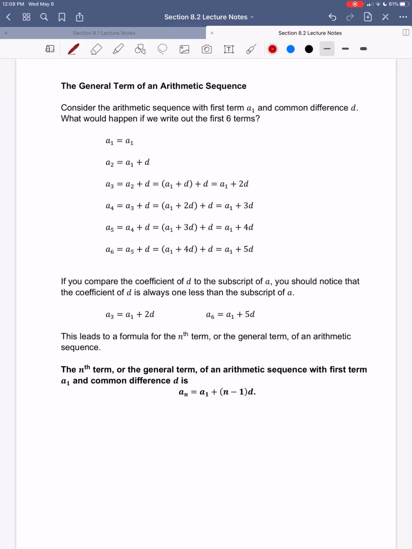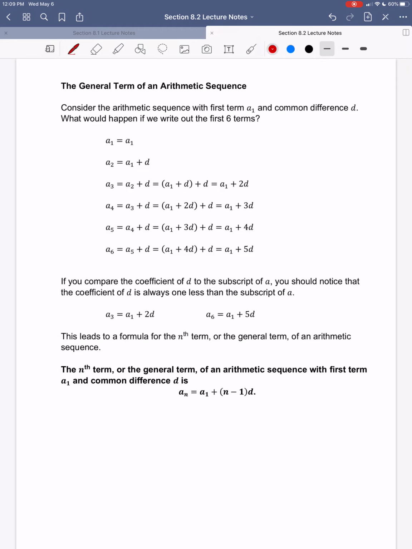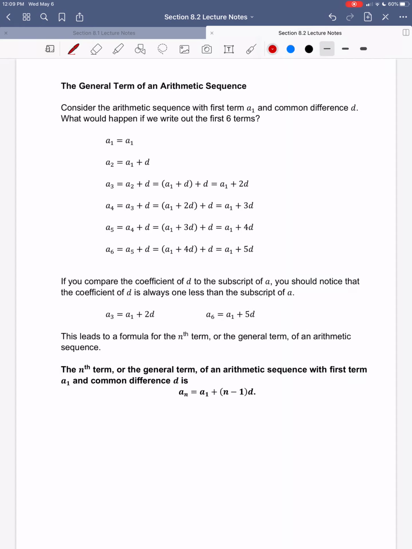Let's see if we can figure out another way of coming up with a formula that's more of a general term and not a recursion formula. So a sub 1, of course, is just a sub 1. To get a sub 2, I take that a sub 1 and I add on that common difference d. To get a sub 3, I take a sub 2 and add on d. Okay, a sub 2 is just a sub 1 plus d. A sub 3 is a sub 2 plus d.